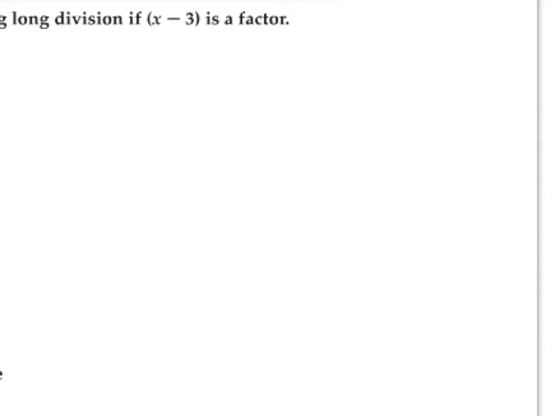3 goes into 4 once, which is 3. And then I would subtract and get 1, and then I'm going to bring down the 7. And 3 goes into 17 5 times, which is 15. And in this case, when I subtract, I have a remainder of 2. So when you were in the younger grades, we would say 215 remainder 2.